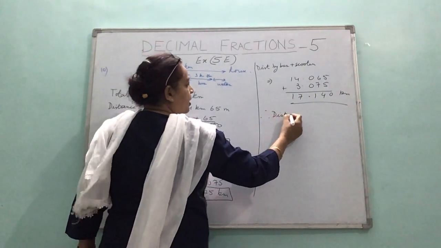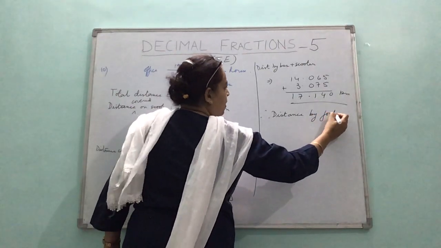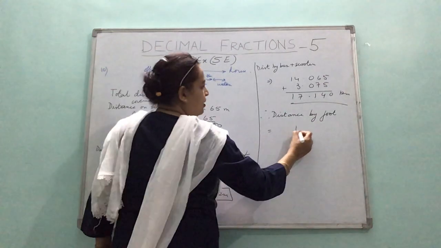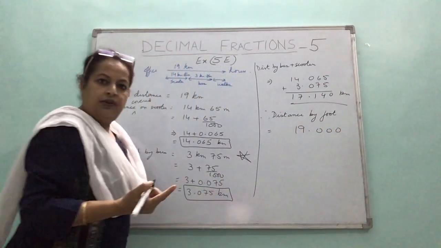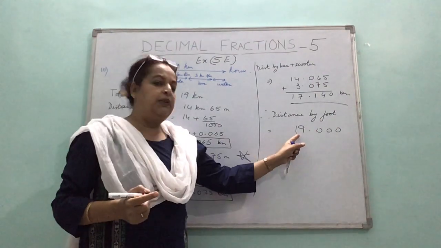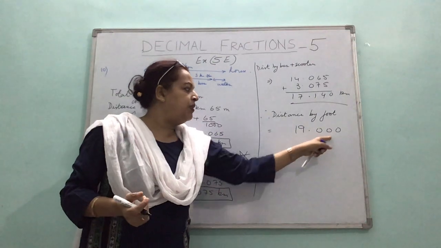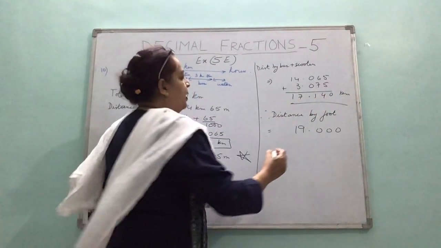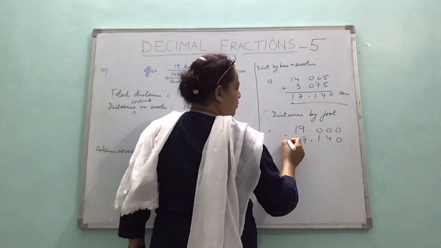Distance by foot or walking would be from total distance 19 kilometer. Well, I'll put the decimals after that. You know, if the decimal is not there, it is just after the number. It's understood? And I'll put 3 decimal places because I have 3 decimal places to be subtracted. 17.140. Subtract.